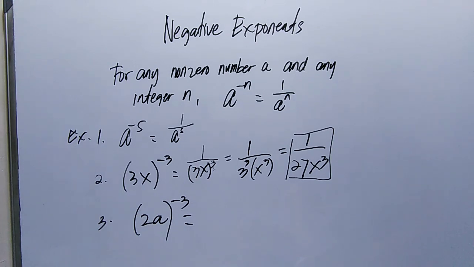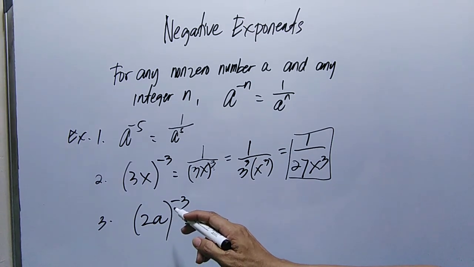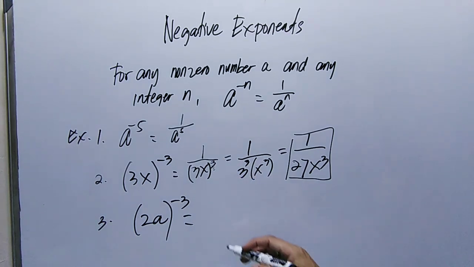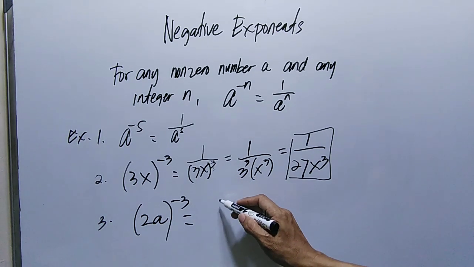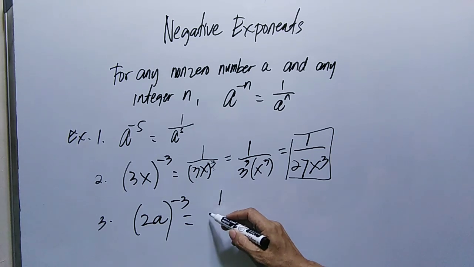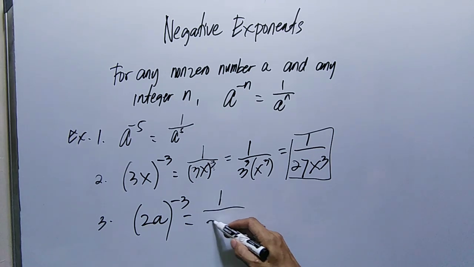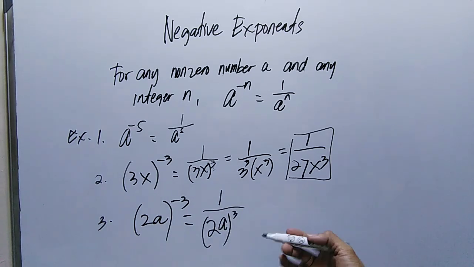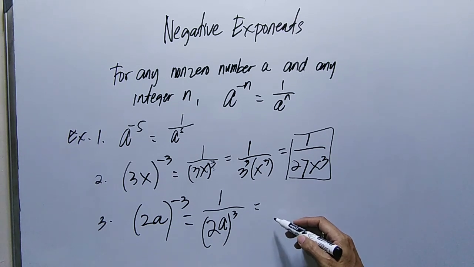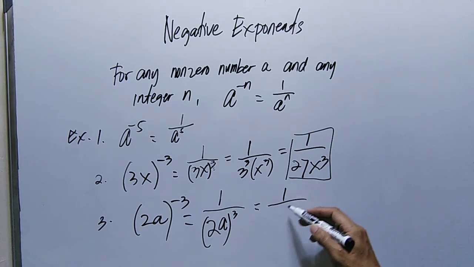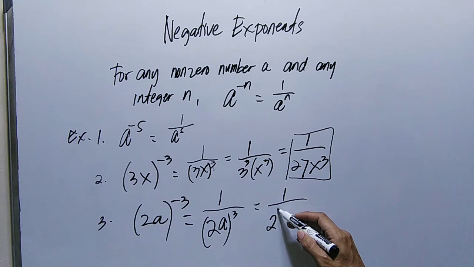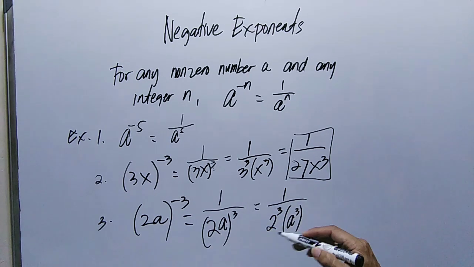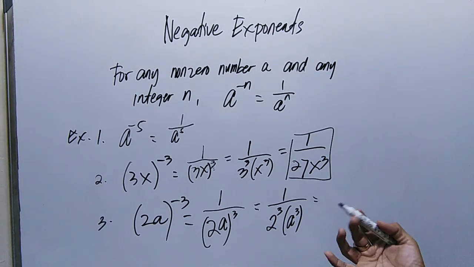Another example number 3, the quantity of 2a raised to the power of negative 3. Negative pa rin yung exponent natin. Therefore, kapag negative yung exponent, mayroon of 1 yung numerator, and 2a raised to the power of 3. Okay? And then, i-simplify natin yan. So, that is equal to 1 over si 2, lagyan natin exponent na 3, at saka si a, lagyan din natin exponent na 3. And then, simplify pa natin yan.